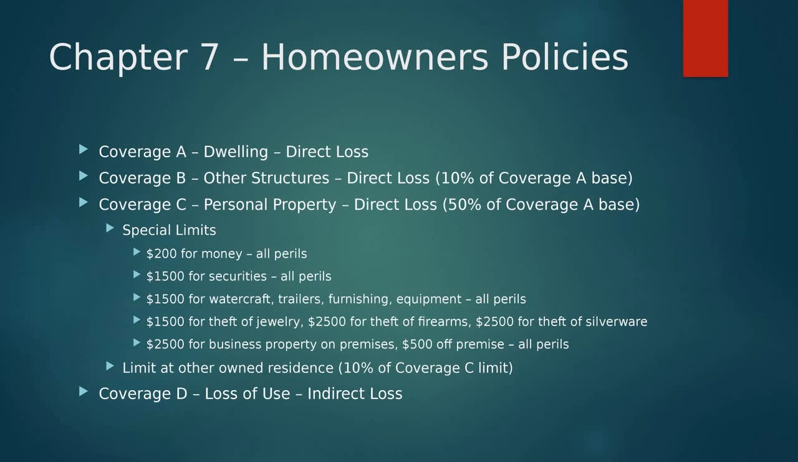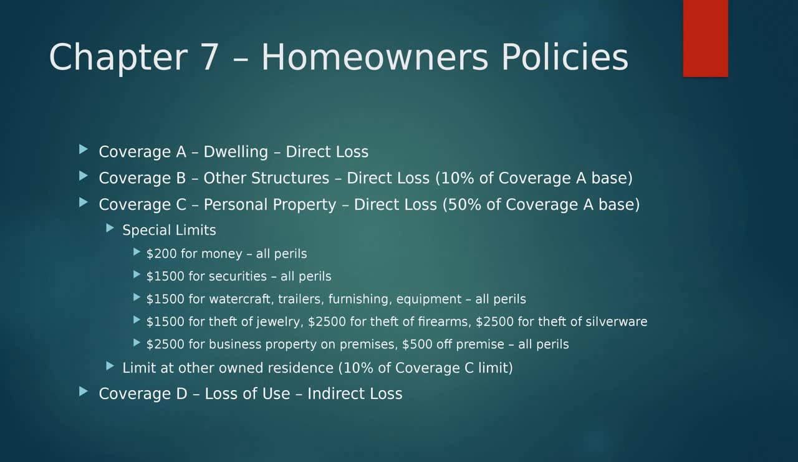One thing to note here, typically doesn't come up because people that have secondary residences will keep separate insurance at those secondary residences. But if you have no separate insurance on that and you take something from your first residence to your other owned residence, you will only be able to be covered up to 10% of your coverage C limit. So don't take everything in the world with you when you go from house to house.